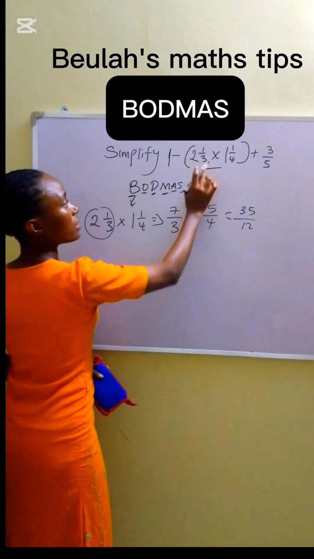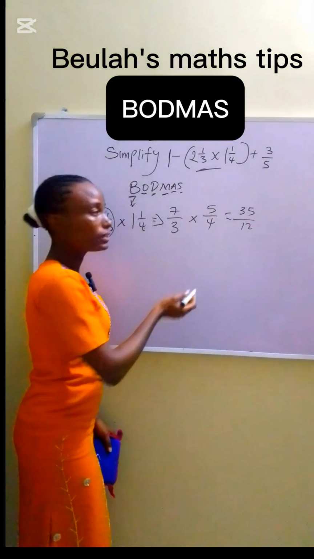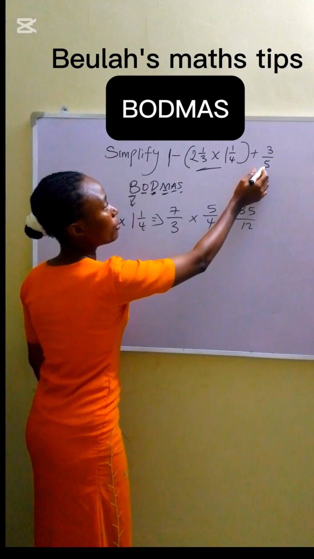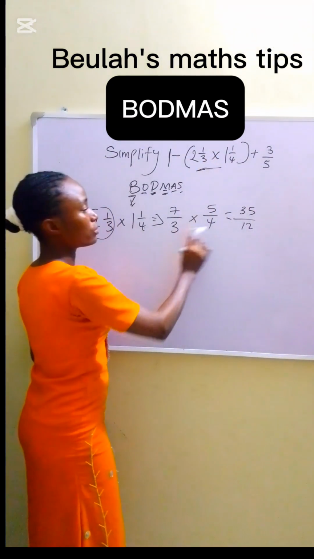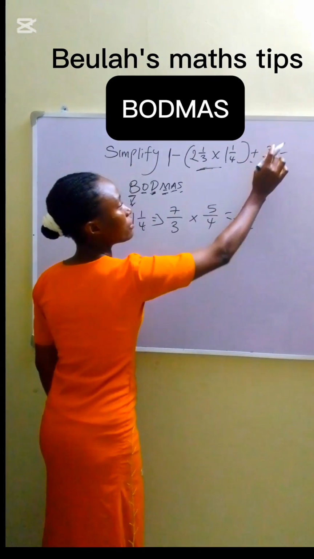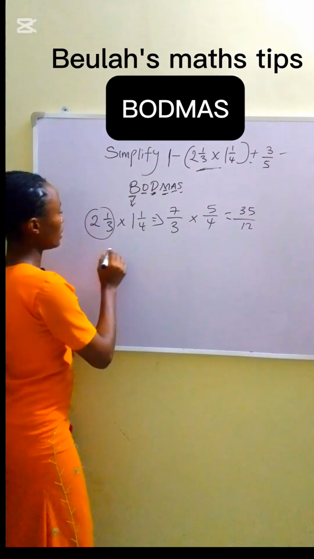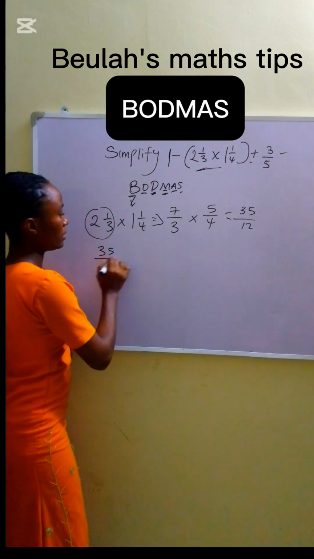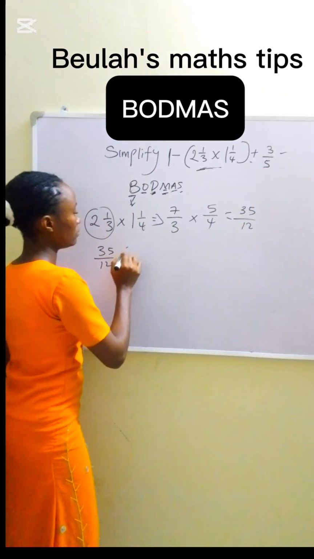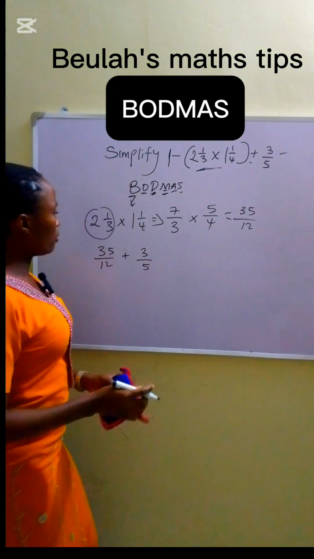Now we are done with our brackets. Now the next thing we're going to do is, ask yourself, is there of? No of. Is there division? No. Is there multiplication? No, because multiplication is in our brackets. We've done it already. Now is there addition? Yes. So we have this plus this. The answer we've gotten from our bracket, we add it to 3 over 5.